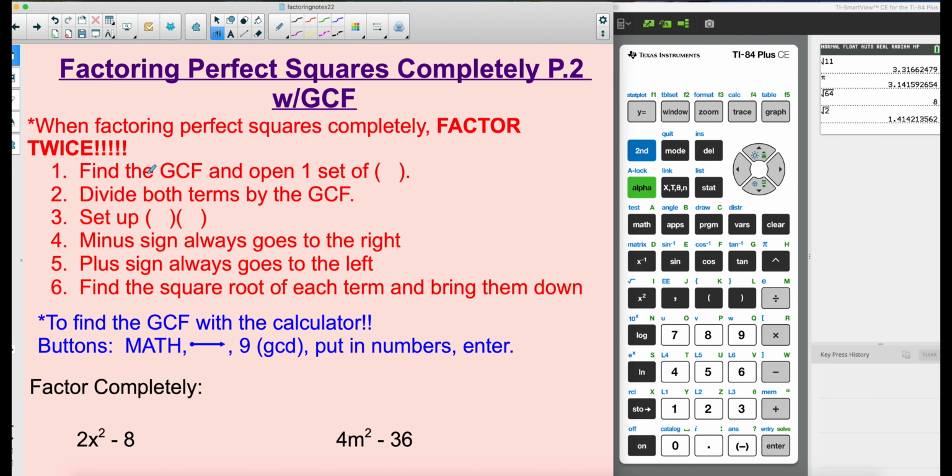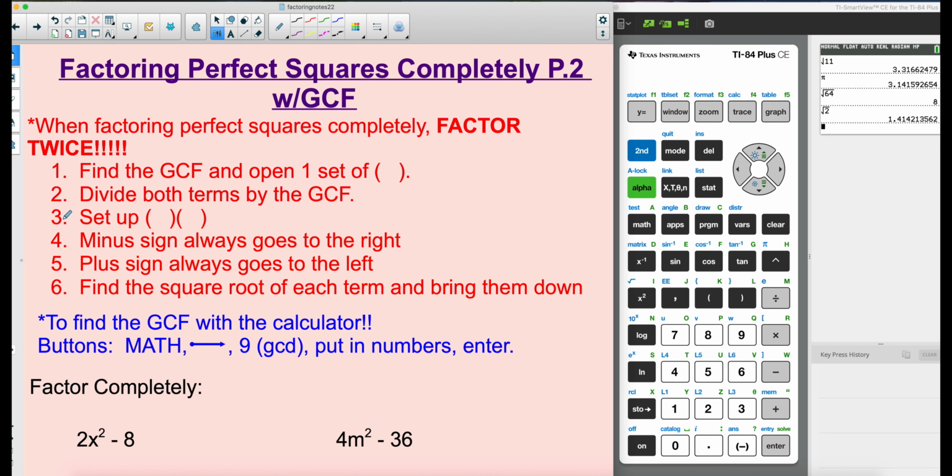So the first step when we factor twice, because remember, factoring completely means we always factor twice. Instead of setting up two sets of parentheses, today we're going to find the GCF and we're going to set up one set of parentheses. Then we're going to divide both terms by the greatest common factor. You guys all know how to divide, so this shouldn't be crazy.